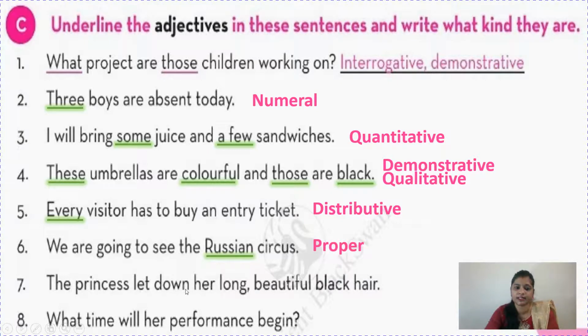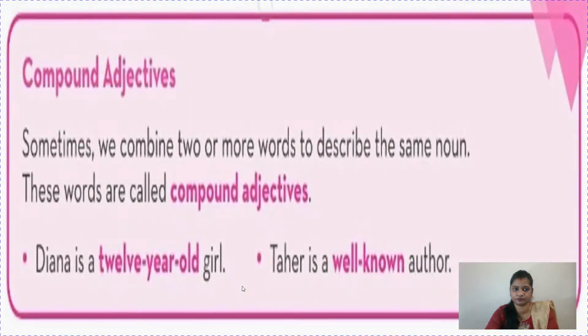The princess let down her long, beautiful black hair. So here hair is a noun and which words are modifying it? Long, beautiful, black. So they are telling the quality. So they will become qualitative adjectives. What time will her performance begin? So what time? Time is a noun. And what is a question word. So it is an interrogative adjective, children.